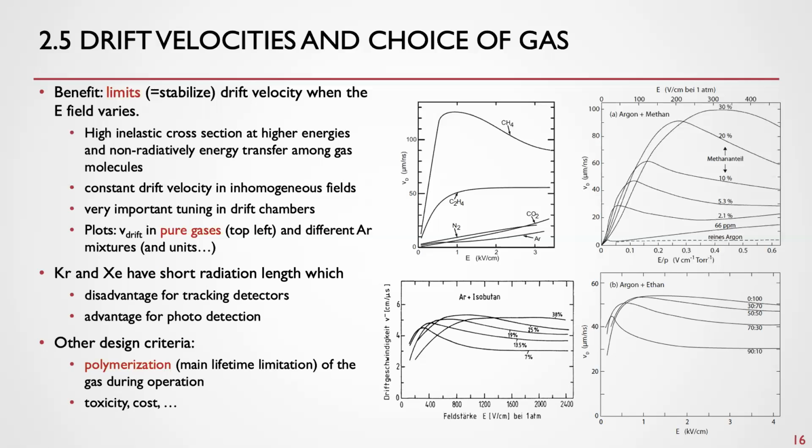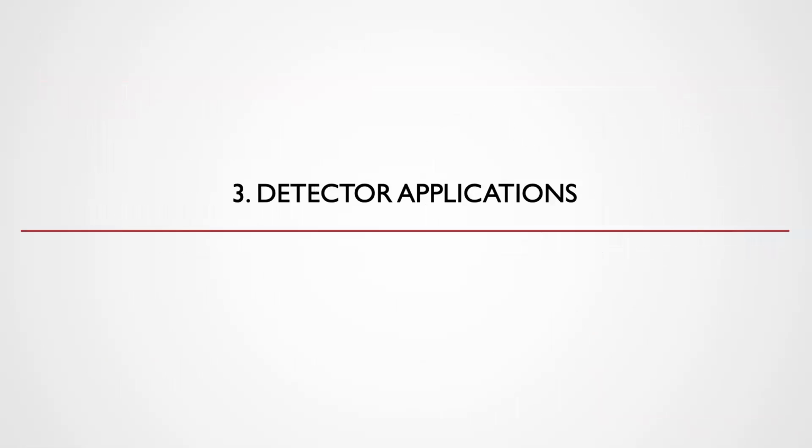Now, that's only the absolutely basic design criteria. This is how one would start. There are other design criteria that we will look at when we discuss the wire detectors, like polymerization, which is actually the biggest problem, that after a few years of operation, polymers form around the wire. And then, of course, toxicity and cost of the gases are also important, sometimes even driving the detector design.